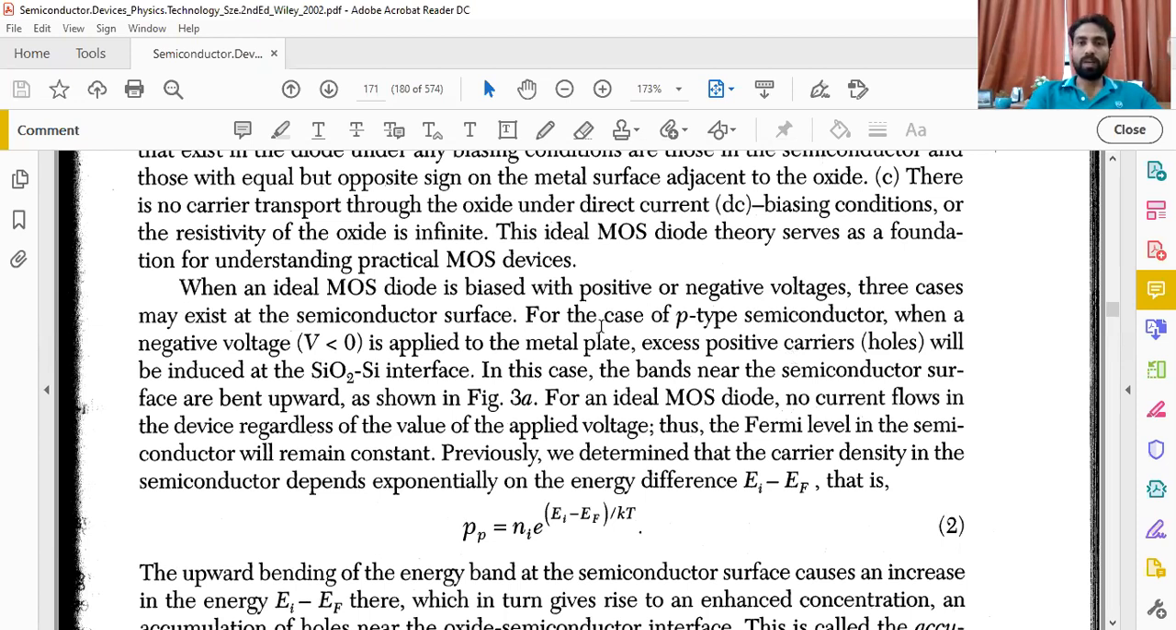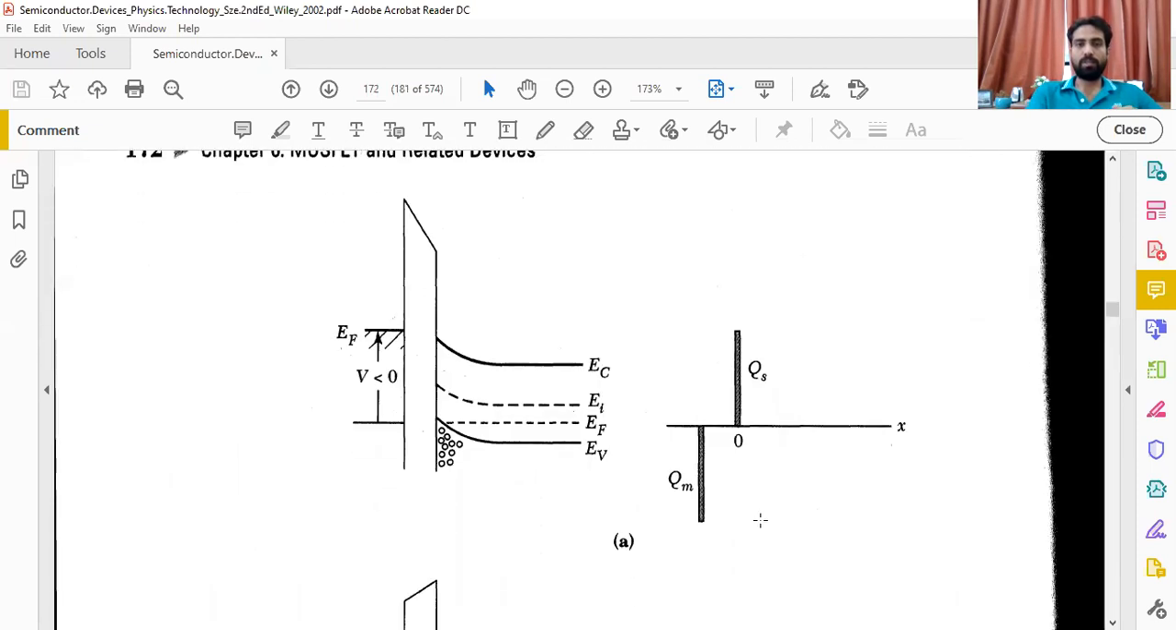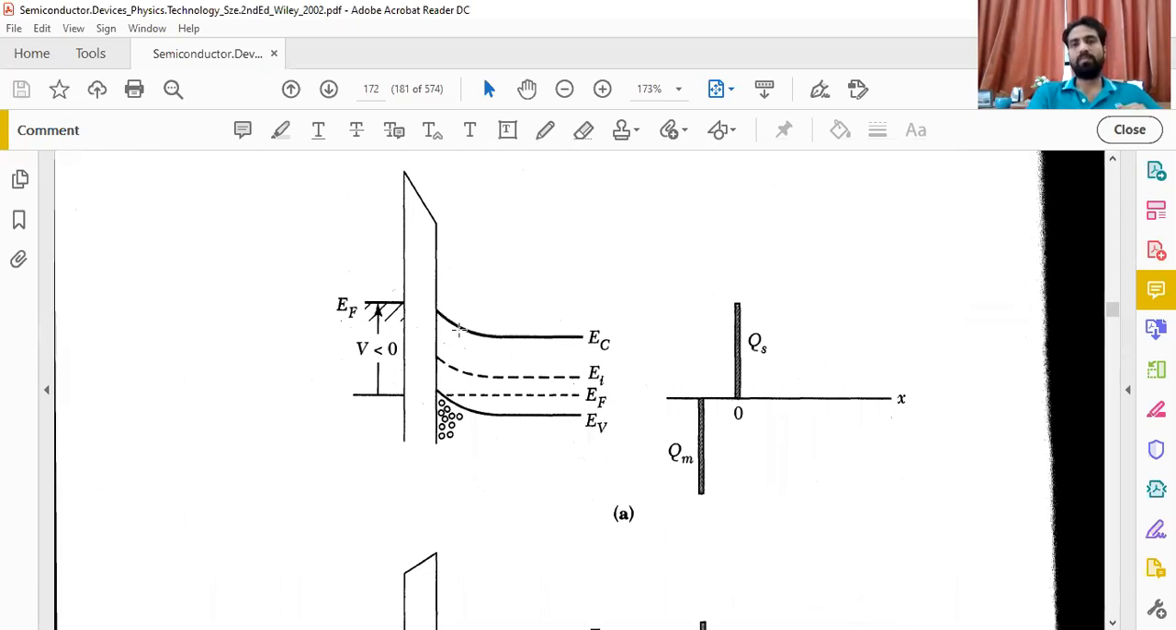So what kind of voltage are we providing? Here you are providing negative. Here you have a p-type semiconductor, so the holes will be attracted towards it. And in between we have the SiO2 layer. Because they cannot cross the SiO2 layer, there will be a deposition at the surface of the SiO2 and Si. In this case, the bands near the semiconductor surface are bent upward.